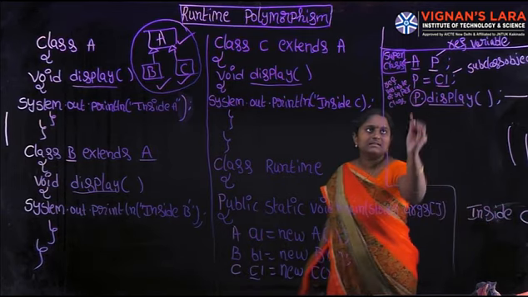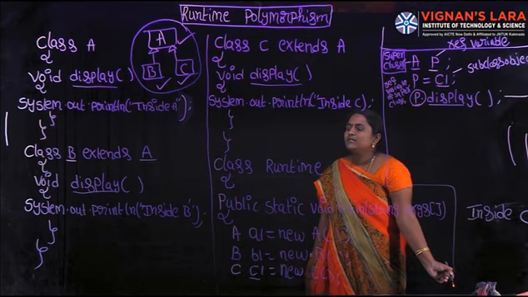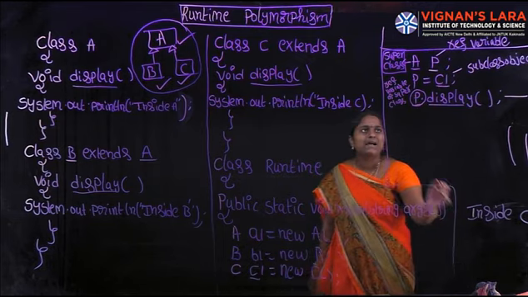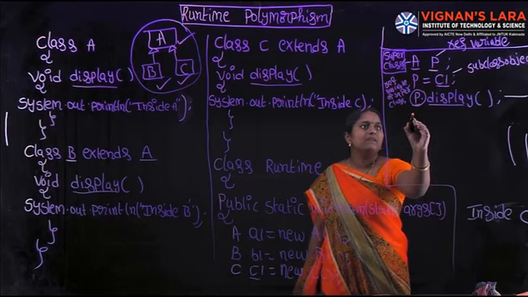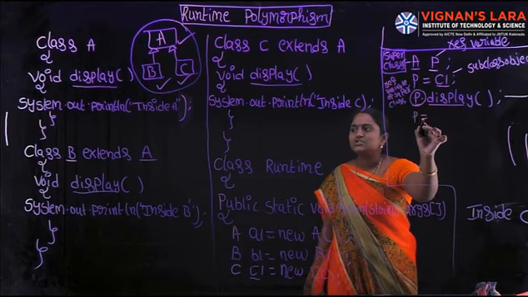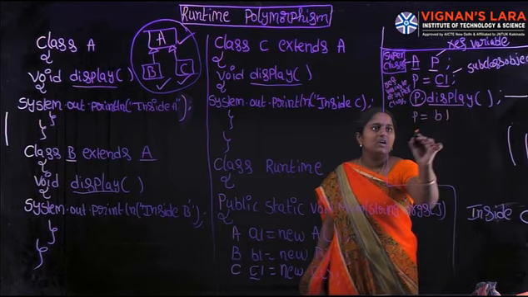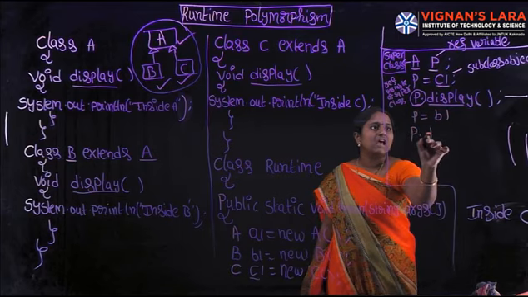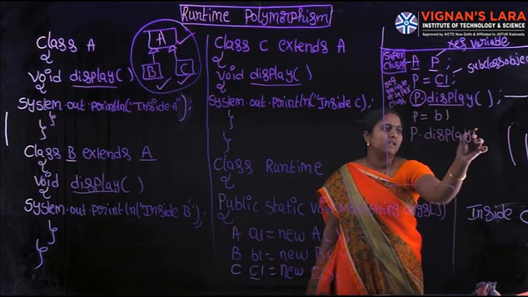Next one, in the similar way, we have to access the B class object and the A class object. In this one, I am assigning a superclass reference to the subclass object B1. With the help of the superclass reference, I am calling the overridden method. Here our overridden method is display.